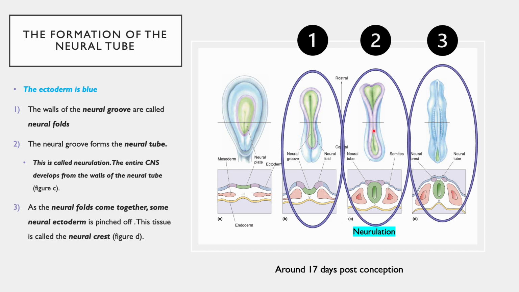Interestingly, as the neural folds come together, some of this ectoderm here can be pinched off. This tissue is then referred to as the neural crest, and the neural crest develops into the entire peripheral nervous system. So this is all occurring around 17 days post-conception.